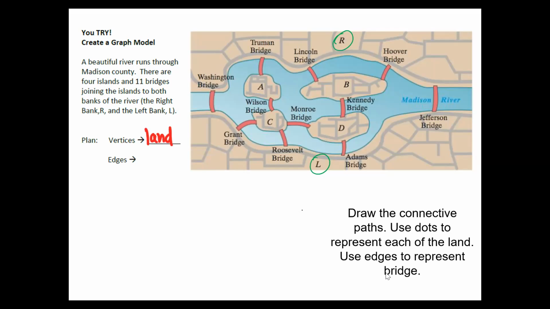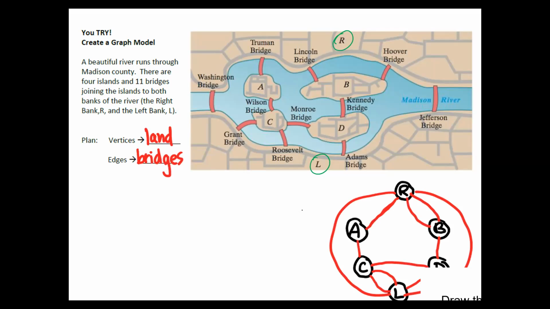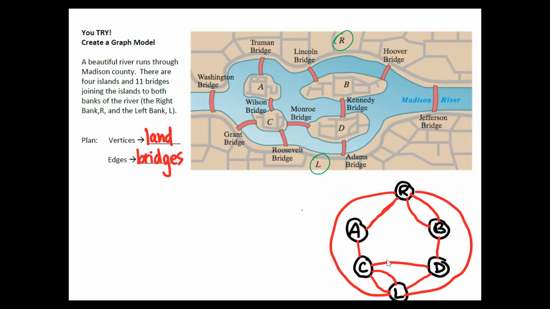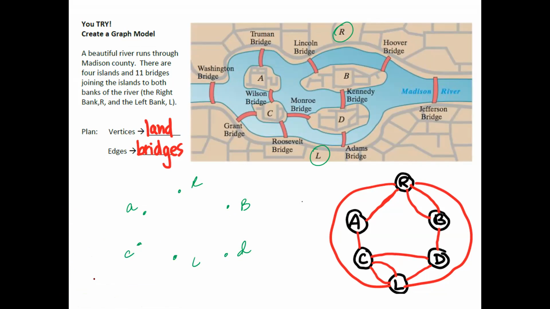All right, so one thing that you could have drawn is something that looks like this. And let me see if I can go ahead and move this over a little bit. Okay, so looking at this right here, you have A, R, B, D, L, and C. Okay, so we're going to start off with these points here. And then from these points, let's take a look at what is being connected.